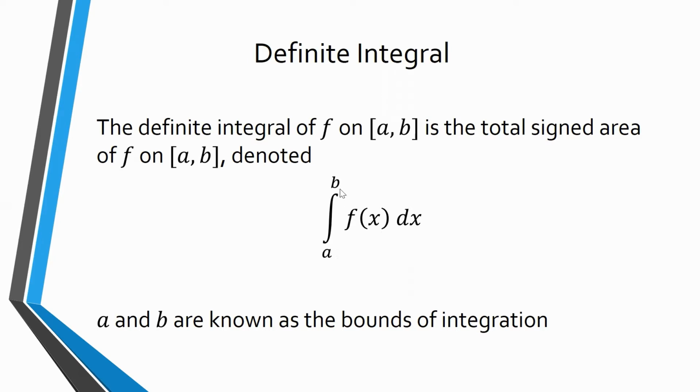On the bottom and top, I put the bounds of the interval. This is the definite integral. A and b, these bounds of the interval, are called the bounds of integration. Now we have a shorthand way to write and ask for the signed area for a function f of x on a specific interval. We call this the definite integral.